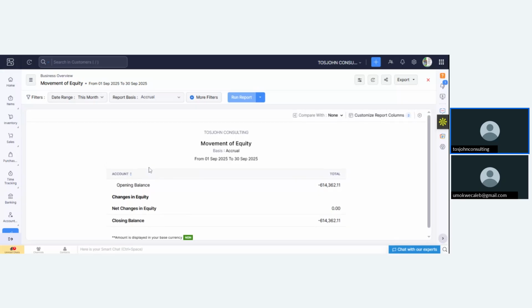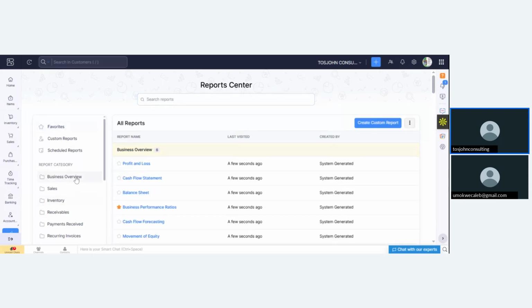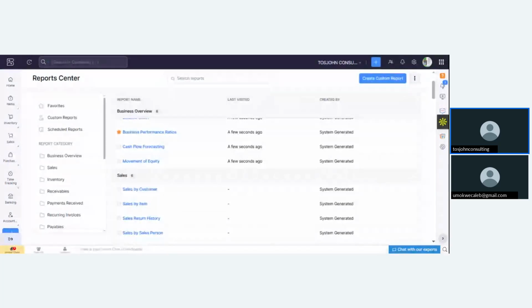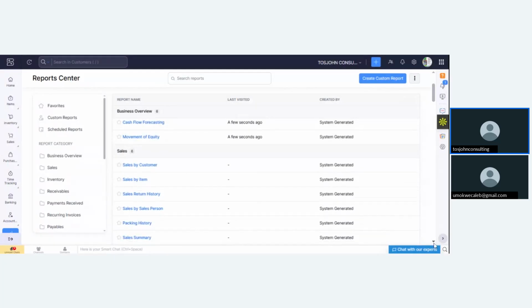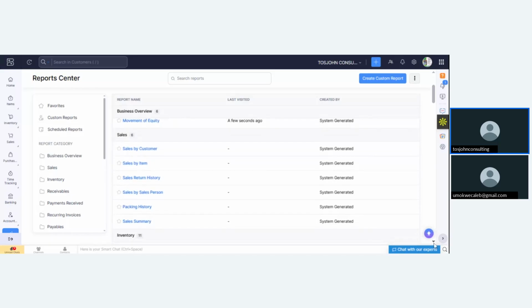So that is the business overview reports, which is the most important report for the business. Then we now have other reports, all the ledgers, right? Each ledger, you can also have reports of it. So look at sales. Sales is a ledger, an account on its own. So under the sales, you can see sales by customer, the customers that have patronized your business.